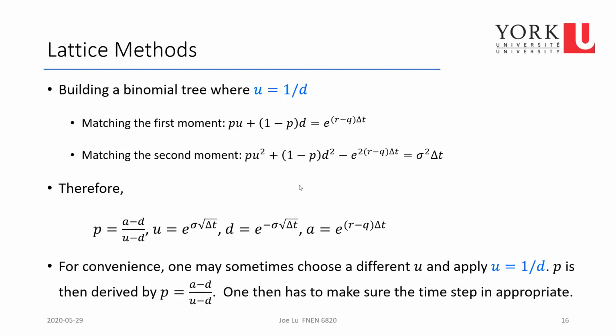Now, once you have that, we can solve that. P is really (A minus D) divided by (U minus D), where A is just this value here. And you have P, you have U, you have D. So we'll have 3 unknowns, and because of this condition here, we can determine all 3.